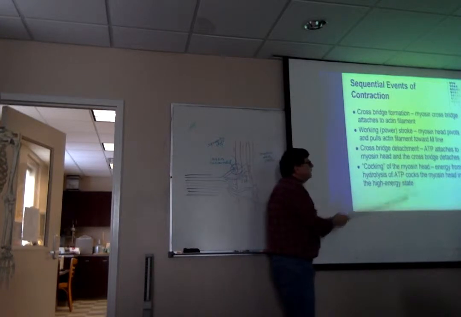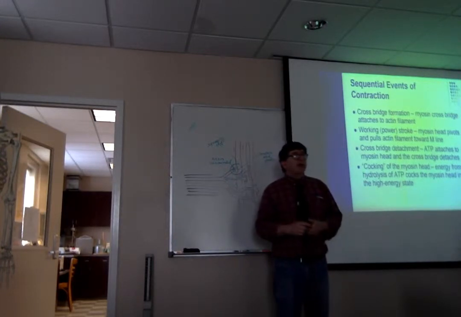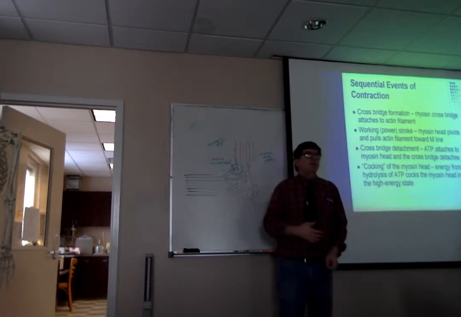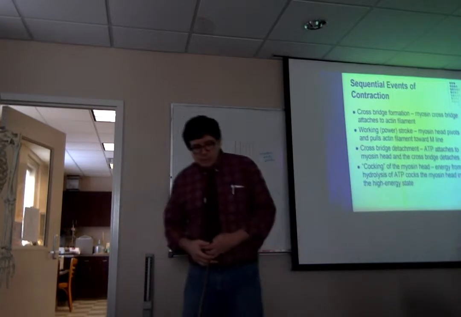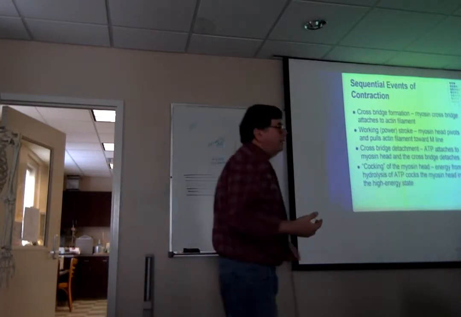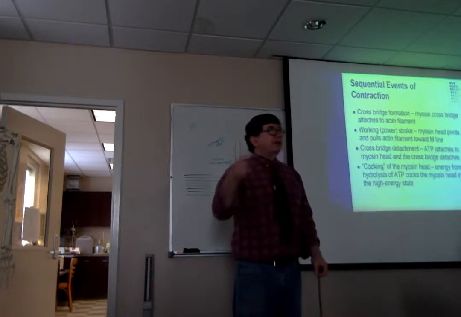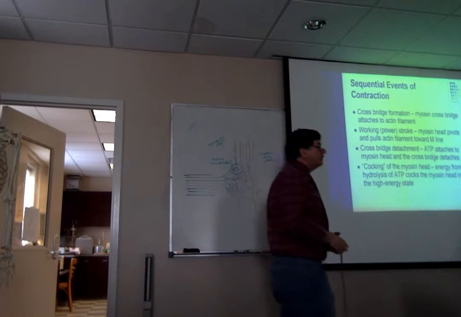The cocking of the myosin head is a result of hydrolysis of ATP. In other words, the energy derived from cleaving one of those high energy bonds is used to cock the head of the myosin. Okay? We increase its potential energy. With the power stroke, that potential energy is transferred into kinetic energy.